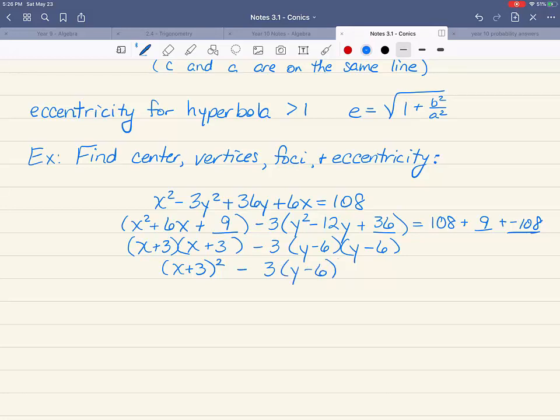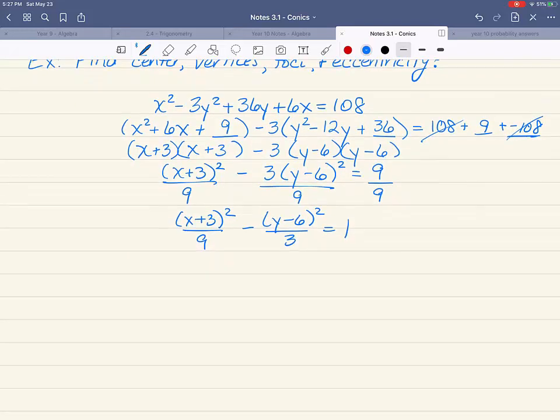So to finish up this last line here, this is negative 3 times y minus 6 squared equals, now on the right, the 108's cross out, and I'm left with just 9. Is this in graphing form? The answer is no. The graphing form on the right-hand side has to equal 1. So the way we do that is we divide each term by 9. So this now becomes x plus 3, the quantity squared, over 9, minus y minus 6, the quantity squared, over 3, equals 1. So now I have my graphing form.